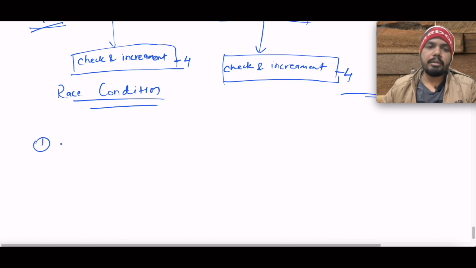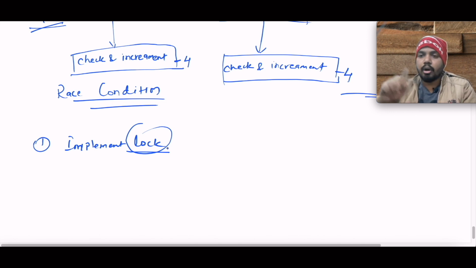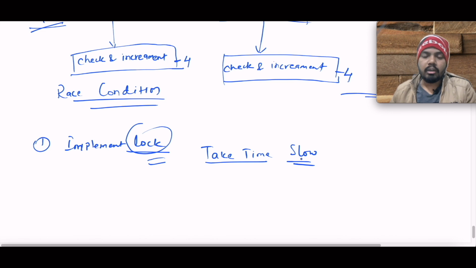The first solution would be to implement a lock. You have to implement the lock in between the requests. Whenever the first request comes, it will lock the Redis, get the data from the Redis, then manipulate those data, increment it and put it into the Redis, and then unlock it. So this process will take time. So it is slow. While you use a lock, your performance will be degraded. So that is not preferable.